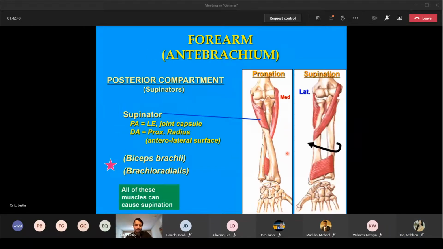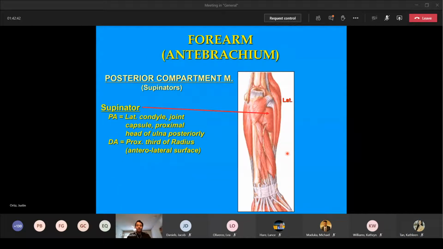Gotcha. Okay. So like we said, the supinator is just doing the opposite of the pronator teres. While the pronator teres is pronating, your supinator is supinating, so it'll just be on the opposite side.